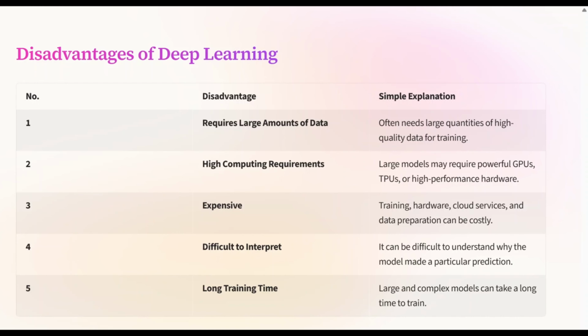Another major challenge is interpretability. Sometimes the model can give very accurate predictions, but it can be difficult to explain exactly why the model made a particular decision in the neural network. So these are called black box models in deep learning. And long training time: finally, training large, complex models can take a significant amount of time. So we have seen the advantages and disadvantages, but one question remains: why is it called deep learning? We will move further.